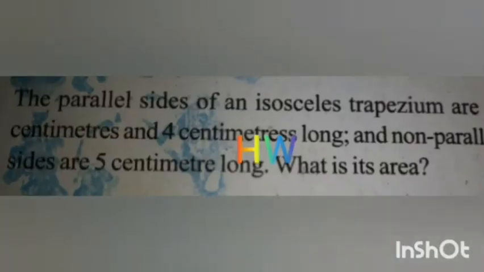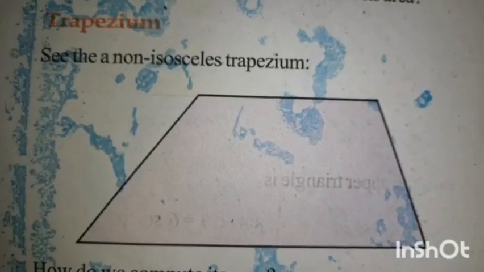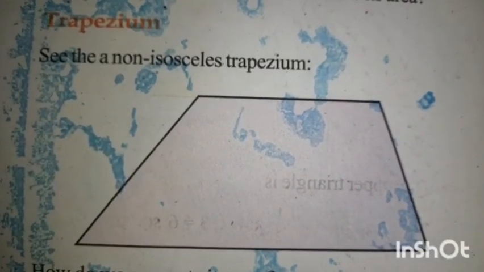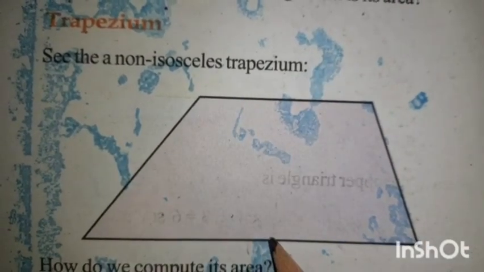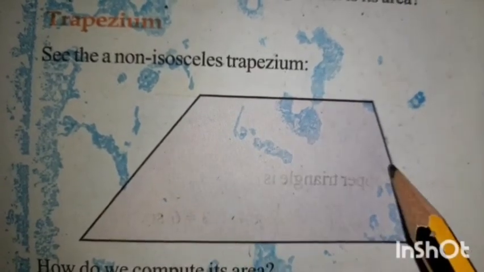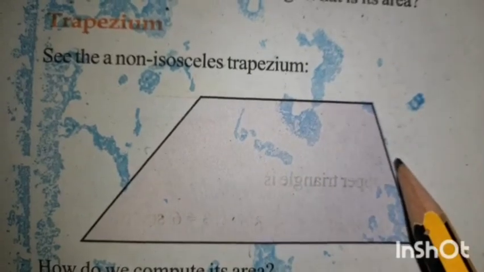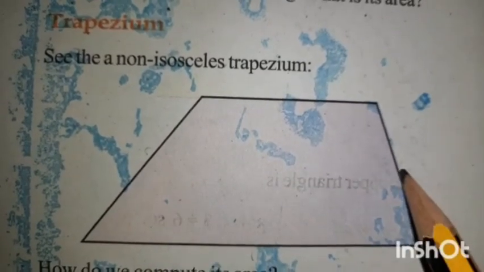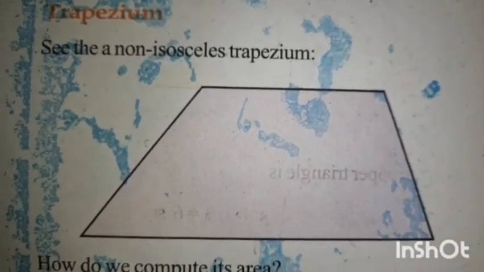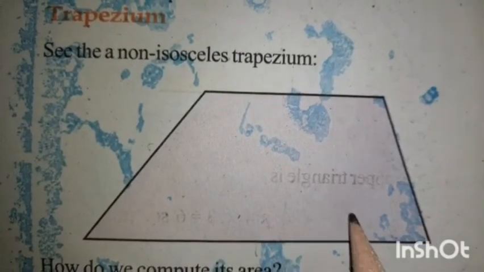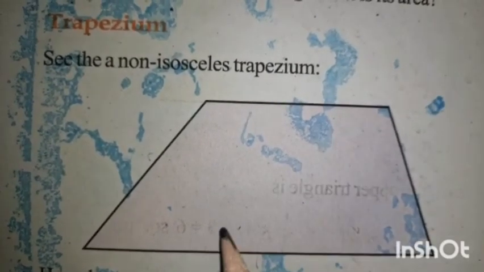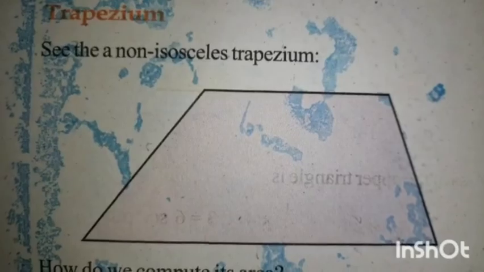Do this question as a homework. Find the area. You can see a non-isosceles trapezium. These are the two parallel sides, and this length is not equal. The non-parallel sides are not equal. These are the non-parallel sides. See the non-isosceles trapezium. How will you find out the area?